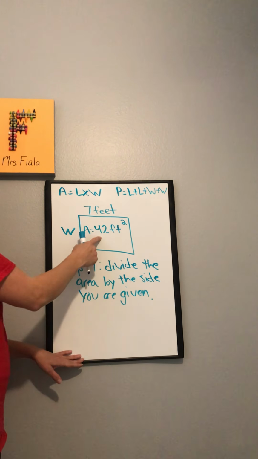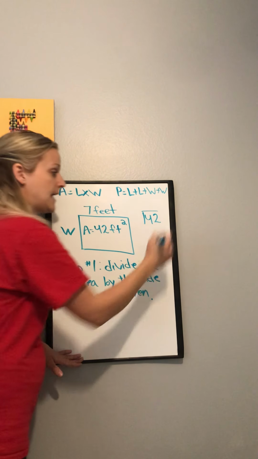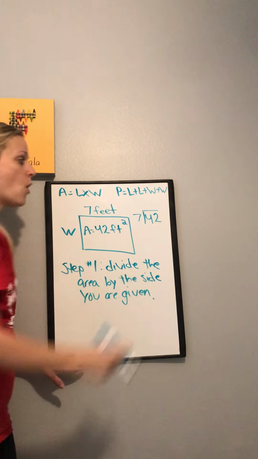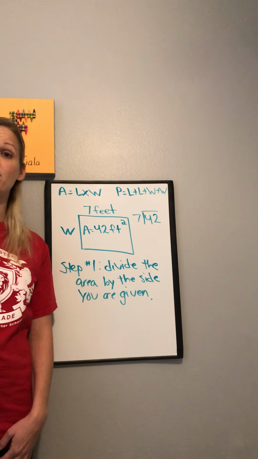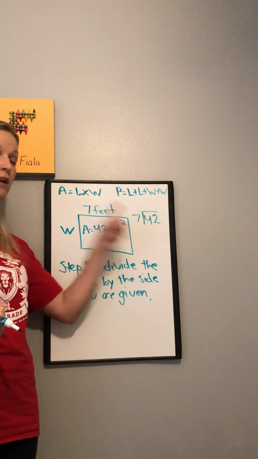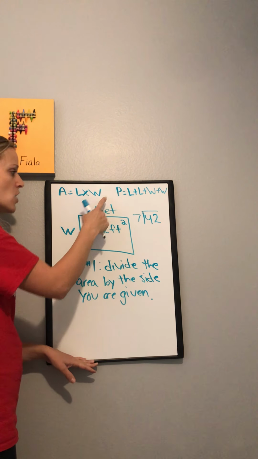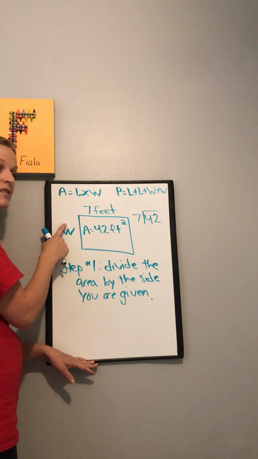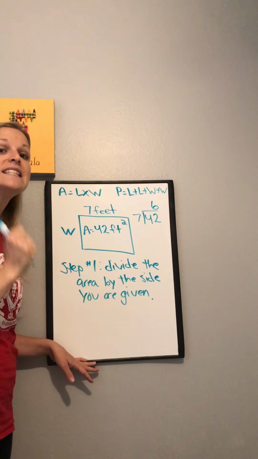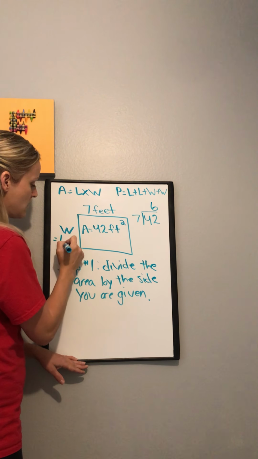Okay, what is my area? My area is 42, divided by, what is the side that I'm given? 7. What is 42 divided by 7? Or you can ask yourself, what times 7 gives me 42? Because remember, area is length times width. So 7 times something gives me 42, and the answer here is 6. So my width is 6 feet.